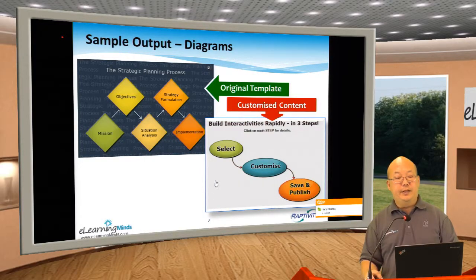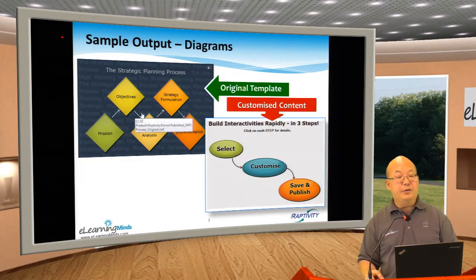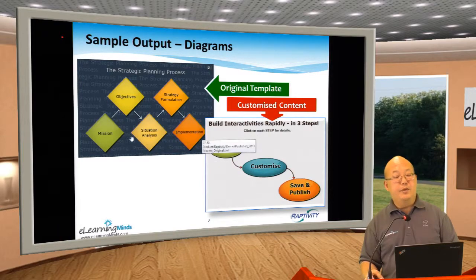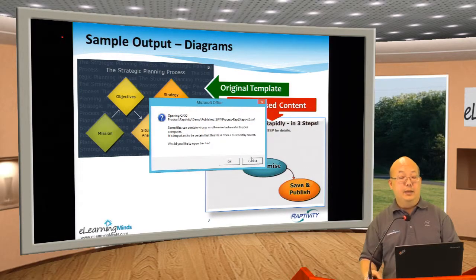For example, if you want to create an explanation about how to build interactive lessons using Raptivity, basically you have to select, customize, and also save and publish. These are 3 steps. So how can we make use of this? Basically you can just reduce the number of steps, and also of course change the background, the text or the title, and also the steps. Let's take a look at how it looks.